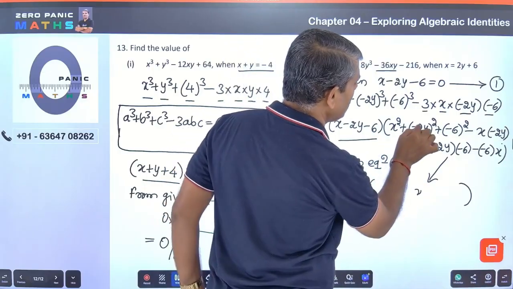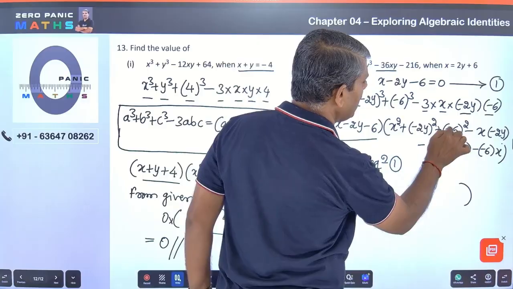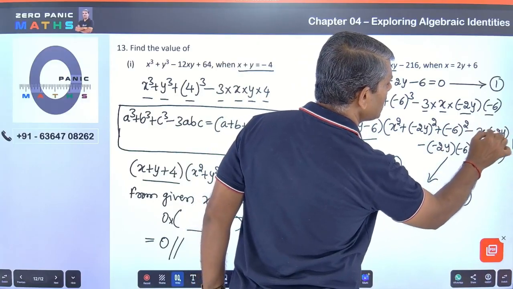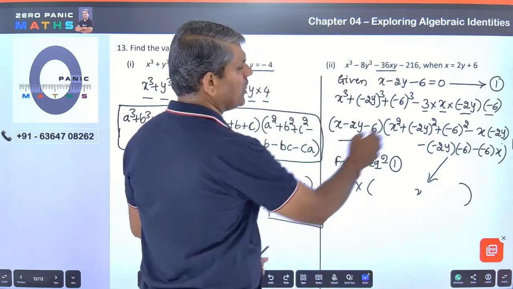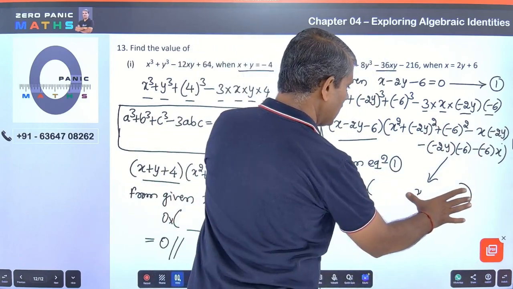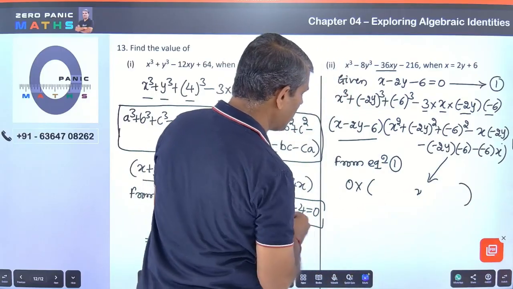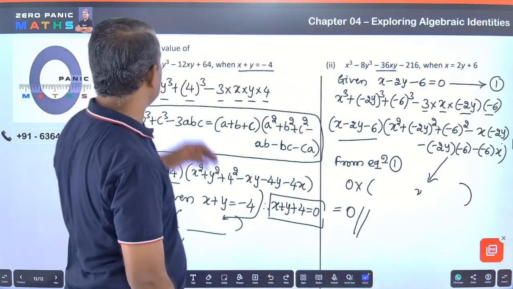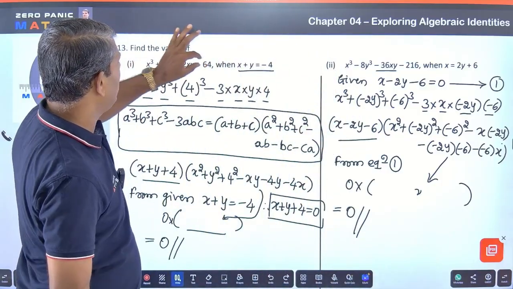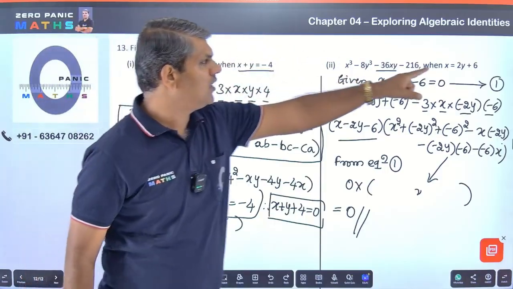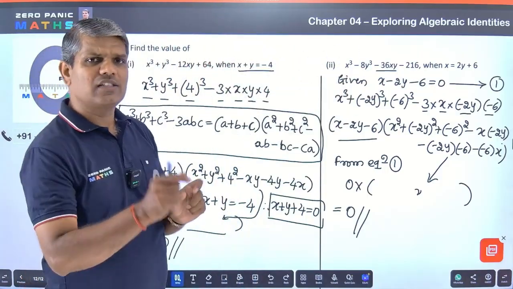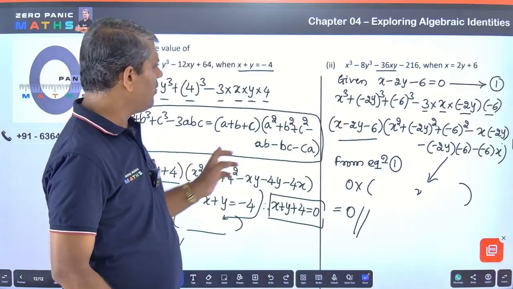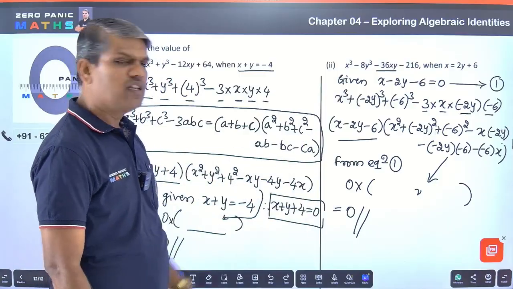Expanding means minus 2y whole square is 4y square, it is 36, and this is minus into minus plus 2xy. All that you can write yourself here, but anyway whatever you write, multiplied by 0, will finally get you 0 itself. So both these expressions, given as different simple algebraic expressions, if you substitute those, the final value of both these expressions is going to be 0 itself.